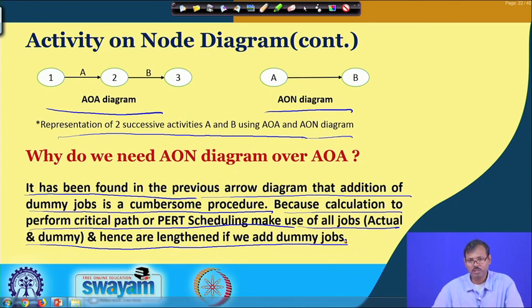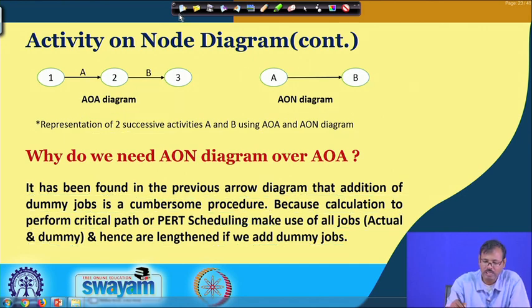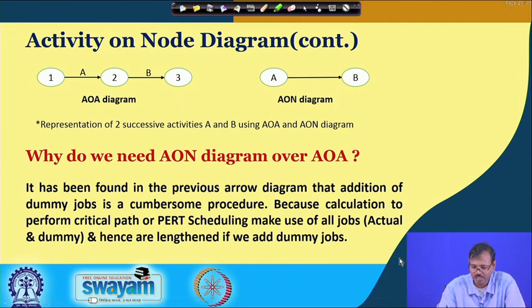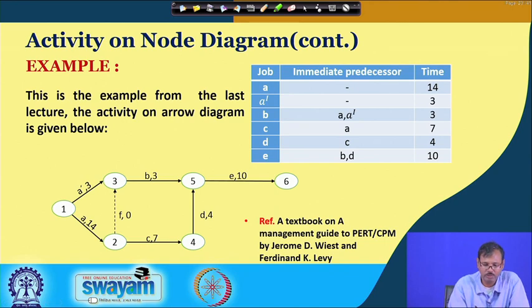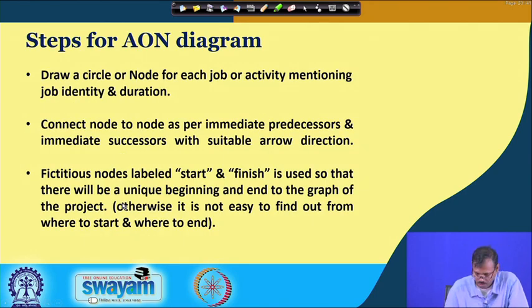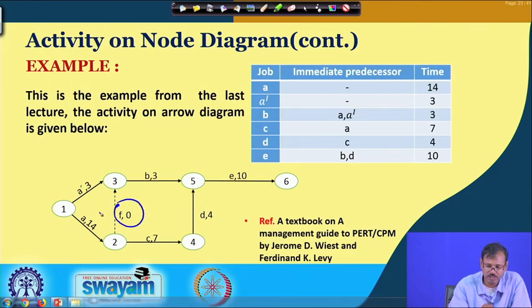So, that means the moment we are using a dummy job, we are lengthening the calculation process and creating a problem. Without that dummy job, it is very easy for a person to calculate it, or the computer calculation time may be reduced as the number of jobs is reduced. So, using an activity on node diagram, we can eliminate the dummy job, and you can see with this example, in the activity on arrow diagram, this dummy job is required for this example, which we have already discussed in the previous class.